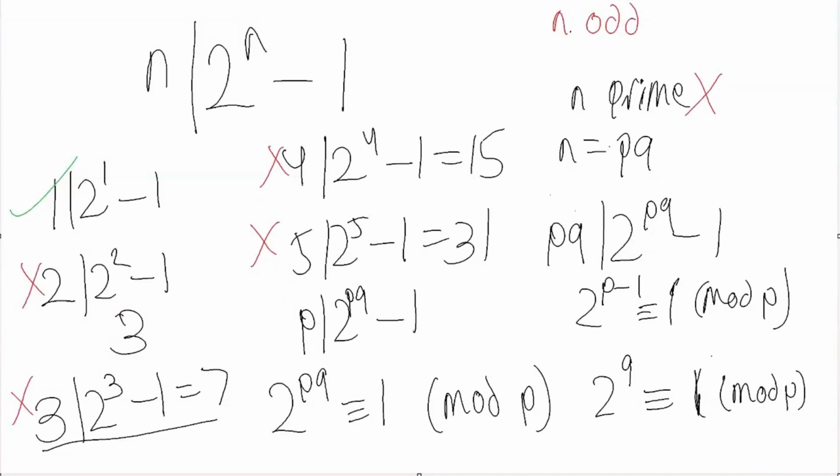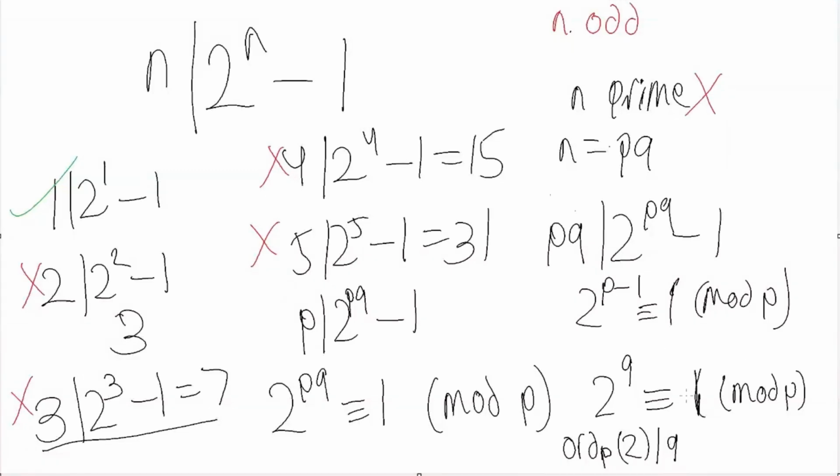What does this mean about q? Well, because q is on top here, this means that q divides the order modulo p of 2. So what does this mean about q? Well, because we have this q on top here, this means that actually the order modulo p of 2 divides the number q.